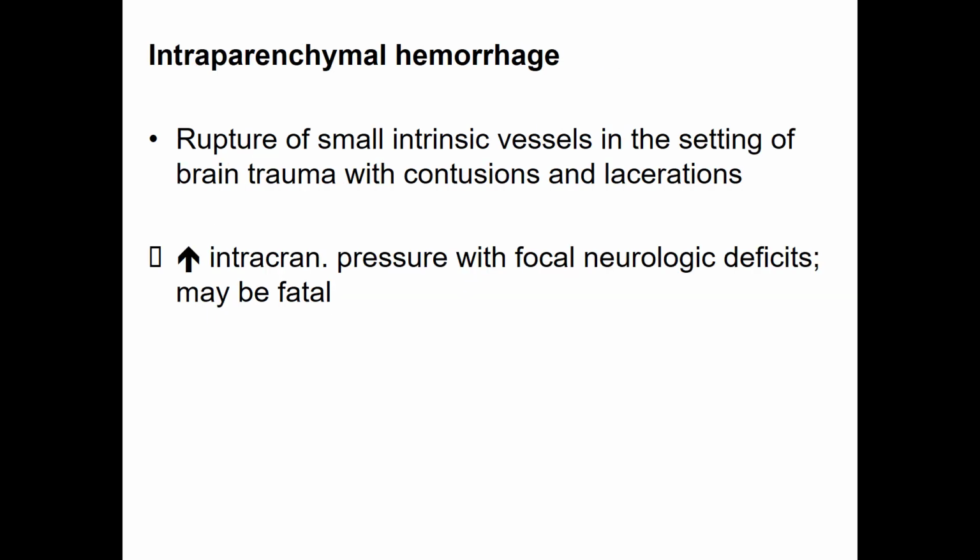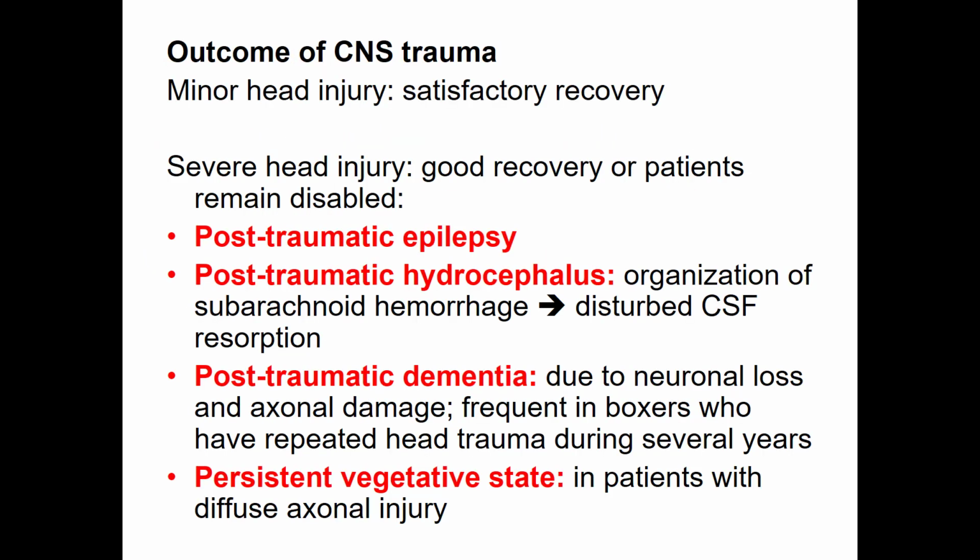The next possibility is when the patient suffers an intraparenchymal hemorrhage related to trauma, and this can be related to rupture of small intrinsic vessels in the setting of brain trauma with contusions and lacerations, which we have already discussed, and this results in increased intracranial pressure, focal neurological deficit depending on the localization of this lesion, and it can be fatal, especially if the anatomical localization and the size and the volume of the hematoma is significant.